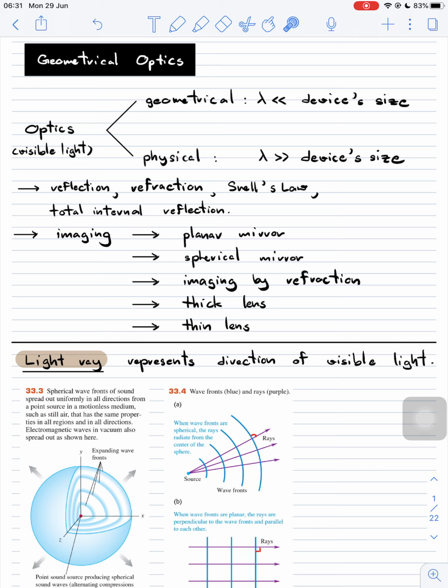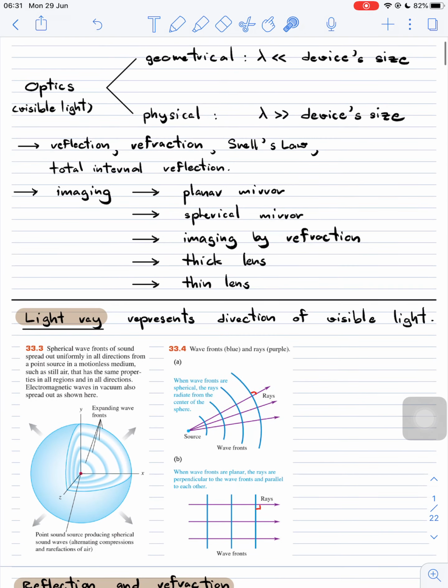In geometrical optics, the wavelength of the visible light is much less than the size of the device. For example, the wavelength of visible light is about 350 nanometers to 750 nanometers. If we consider a mirror or a lens, you can see that the size of the mirror and the lens is much larger than the wavelength. So that is geometrical optics.